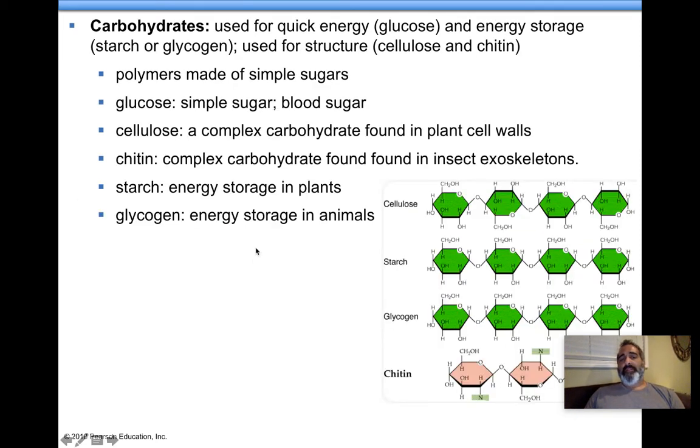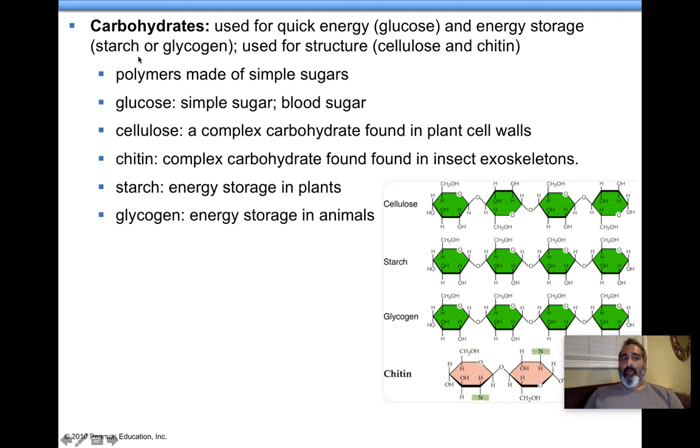Carbohydrates. These guys are used mainly for us for quick energy. We store a little bit, plants store a little bit, depending on whether it's starch in a plant, or glycogen in a human or an animal. They're used in structure. This is cellulose, which is plant cell walls, chitin, which is the exoskeleton of an insect.